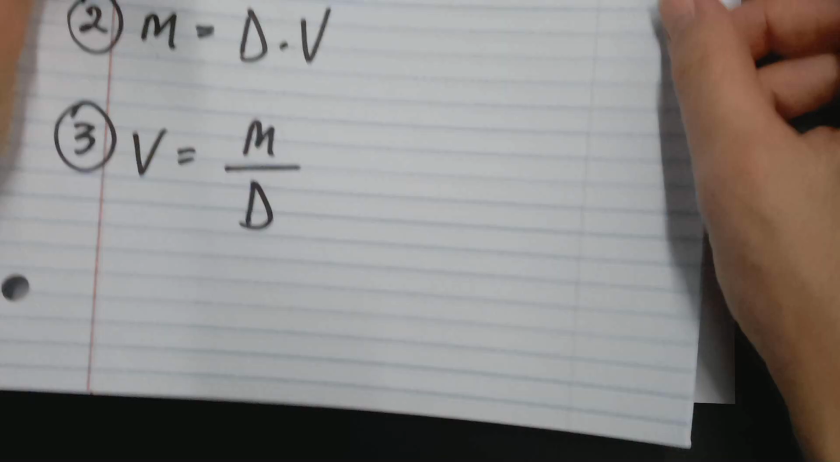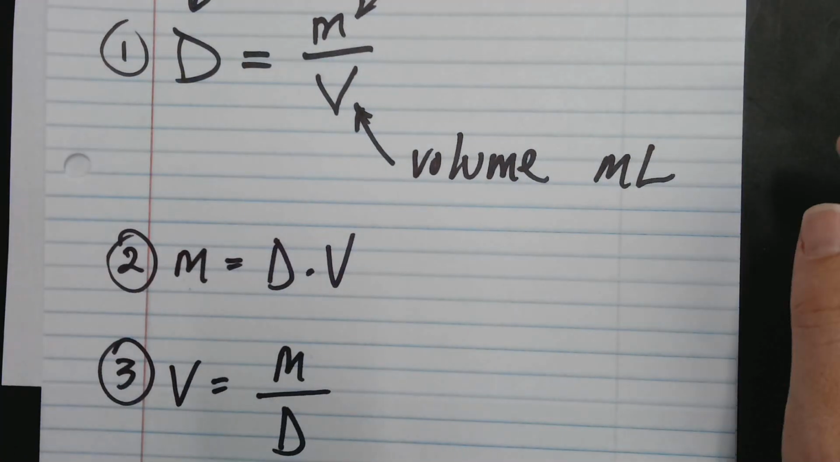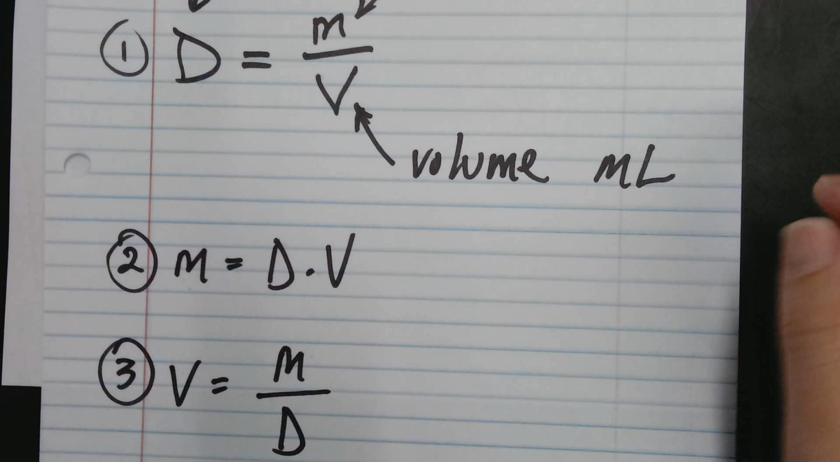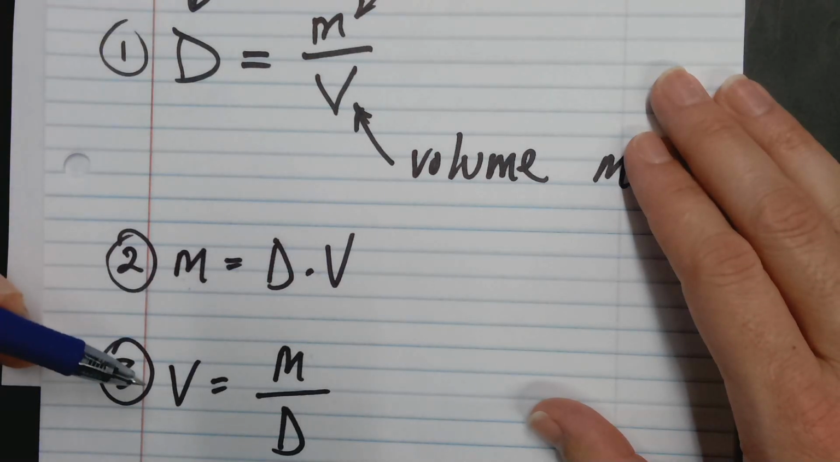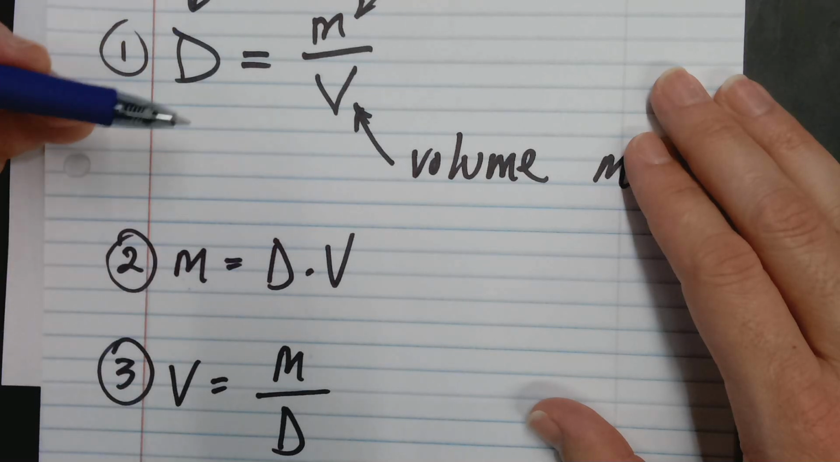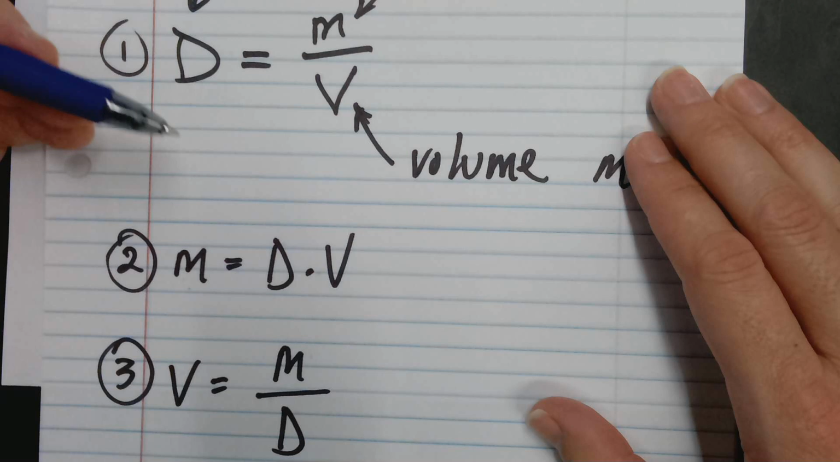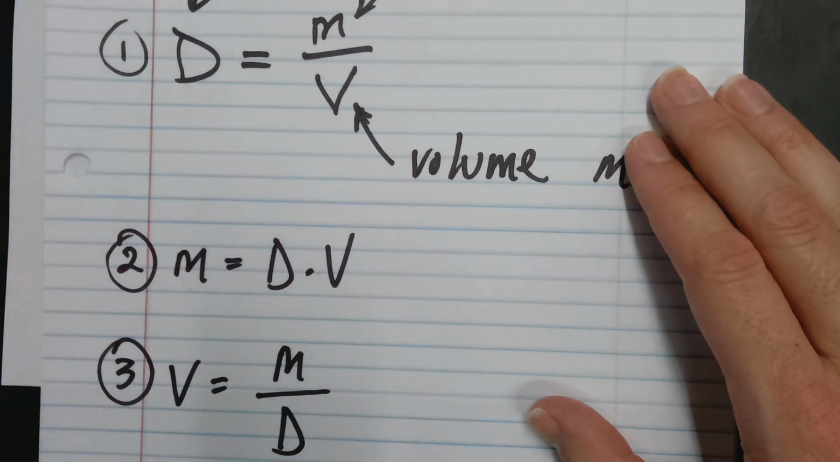So again, these are the three versions of that equation that are going to be most useful. Whichever variable is missing, whether it's D, M, or V, will dictate which of these equations you should choose. None of them will be wrong, but when you're missing, for example, density, then this first equation is the easiest to use.